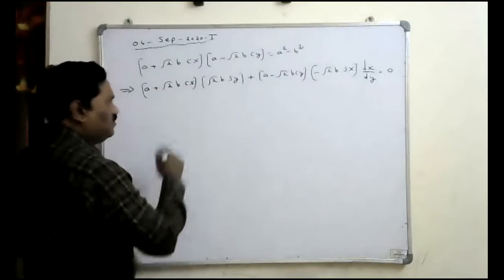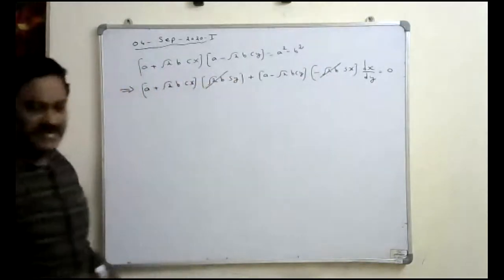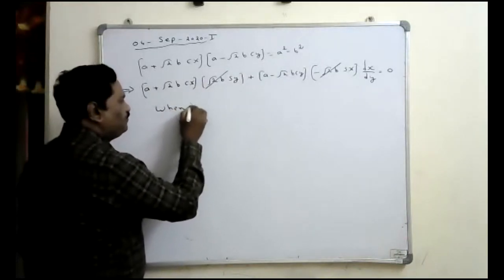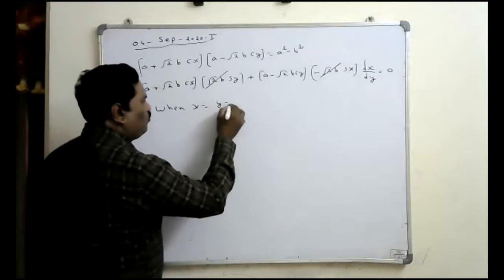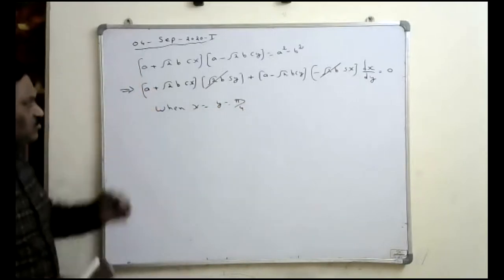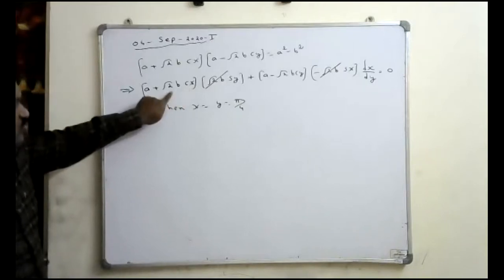Now, in both these terms root 2b is common, that gets cancelled. Now substitute x equal to y equal to pi by 4. Substitute pi by 4 for both x and y in this. Substituting, it is a cos pi by 4, that is 1 by root 2. So root 2 gets cancelled.